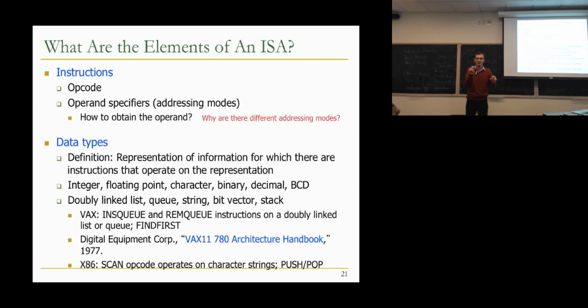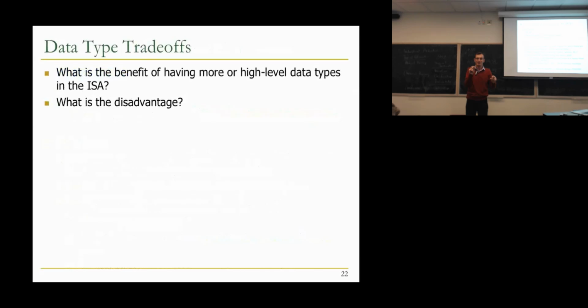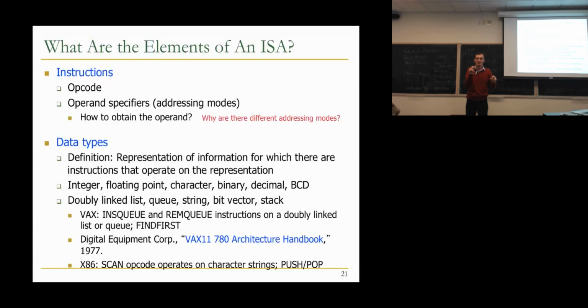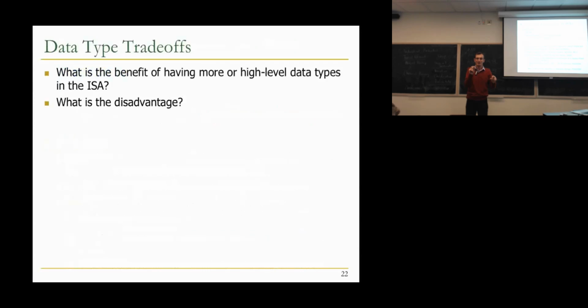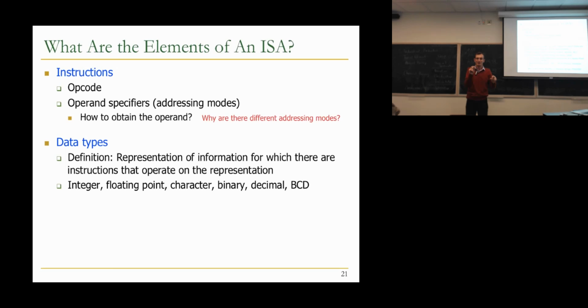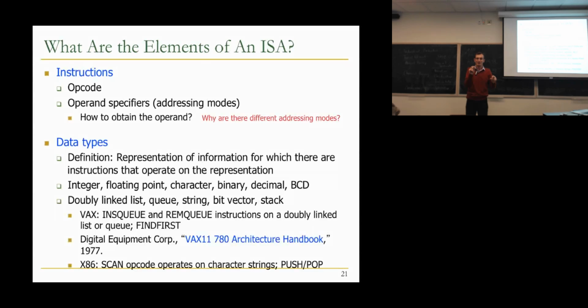So what is the benefit of having more high-level data types in the ISA? Anybody can guess? Yes? You could possibly create fast implementations in hardware. That's right, exactly. And that's the benefit. You could support it, and your programs can run much faster. In fact, you don't need as many instructions if you have an insert Q instruction, right? If you have a string copy instruction that does everything for you, you don't need to do everything with loads and stores, compared to when you didn't have that data type.